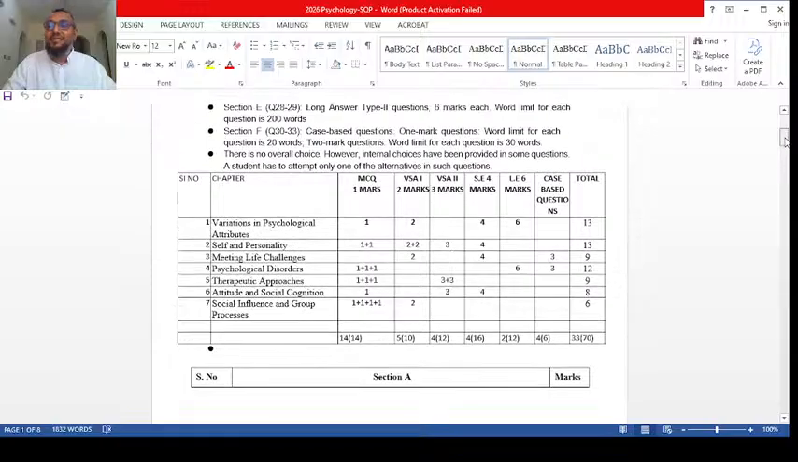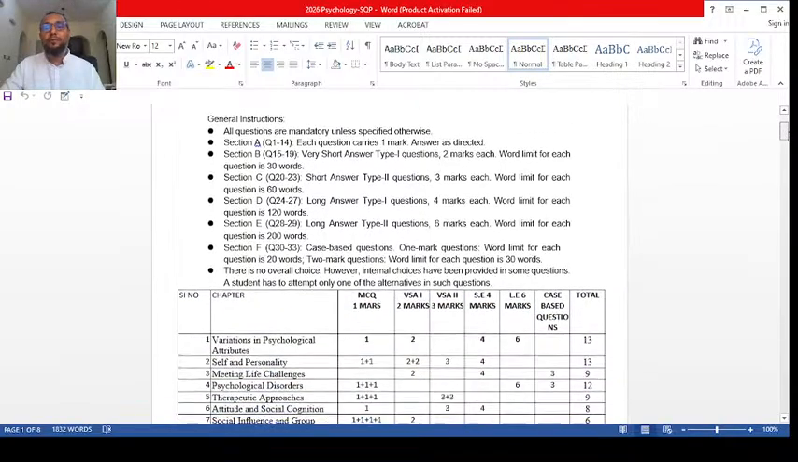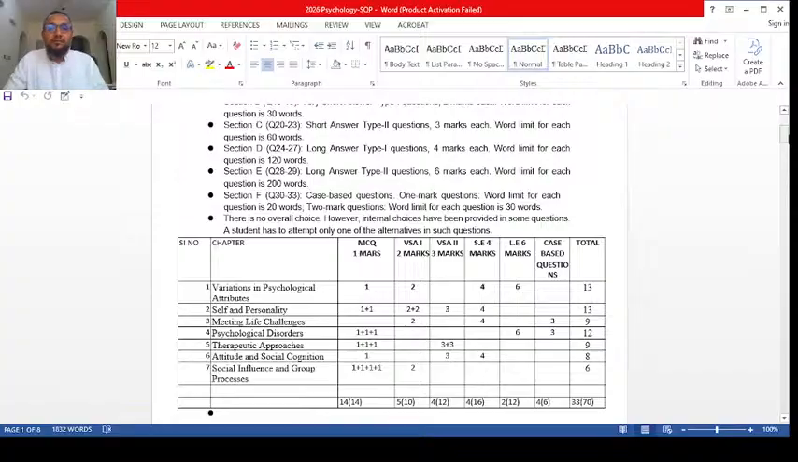Let us understand and analyze the CBSE released psychology sample paper for the year 2026. As usual, in theory we have 70 marks and in practical we have 30 marks. You see the blueprint which I prepared while analyzing this. In chapter 1, weightage is 13 marks: one 1 mark question, one 2 mark question, one 4 mark, one 6 mark. 6, 4, 10, 10 plus 3, 13.